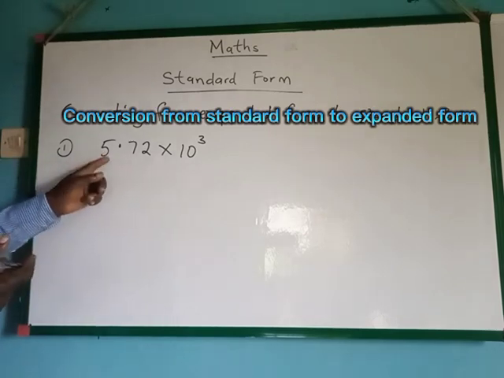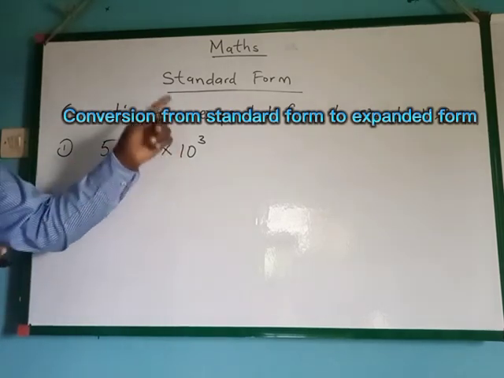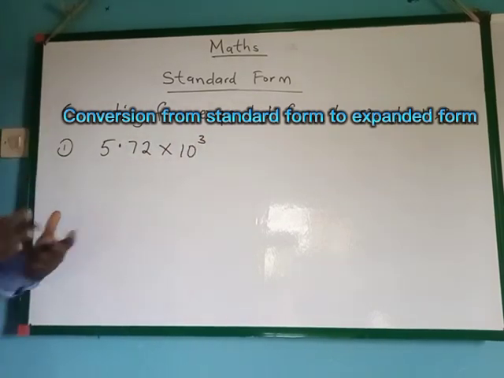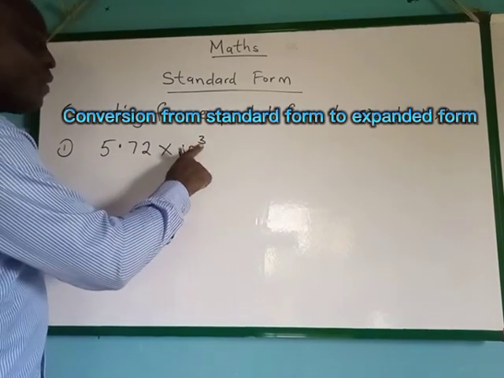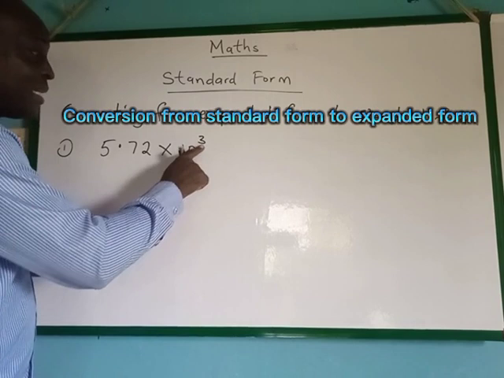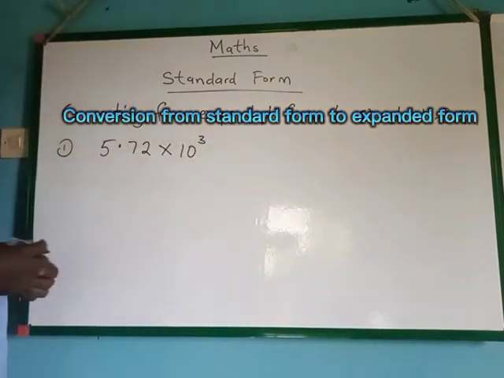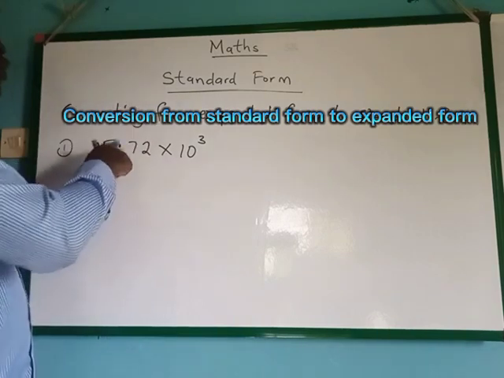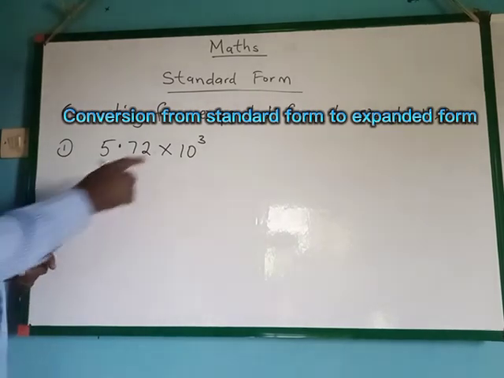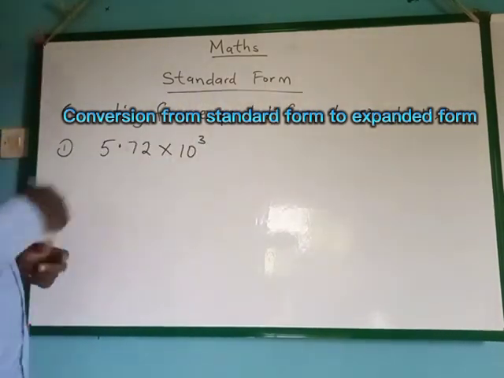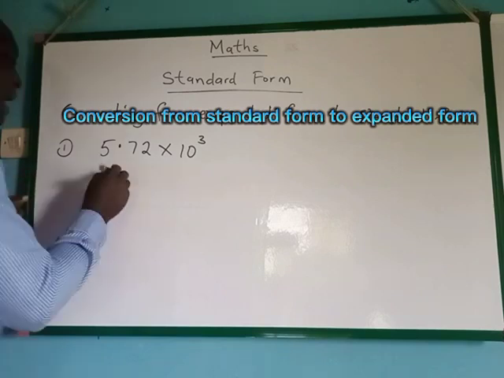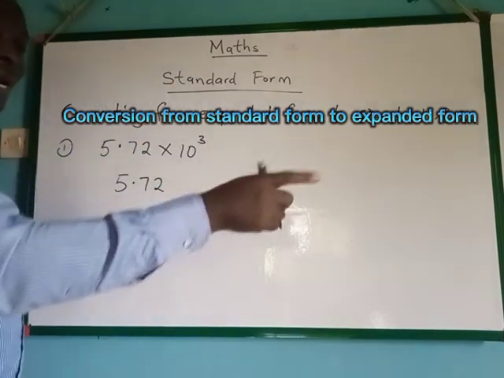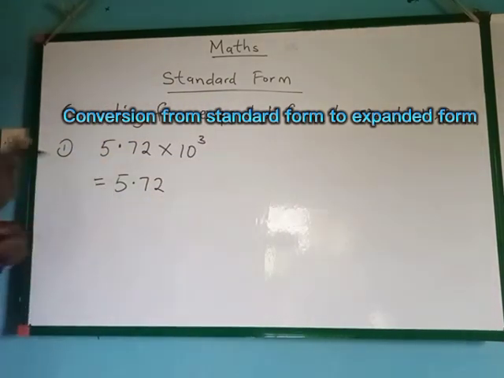Now look at it. We have 5.72 times 10 raised to power 3. If you follow the concept of our last videos, you will know that the power of 10, that is power 3, came from the right. So if you want to change it back to expanded, it should go to the right. Positive power came from the right. So the 5.72 will also go back to the right if I want to have it in expanded form.